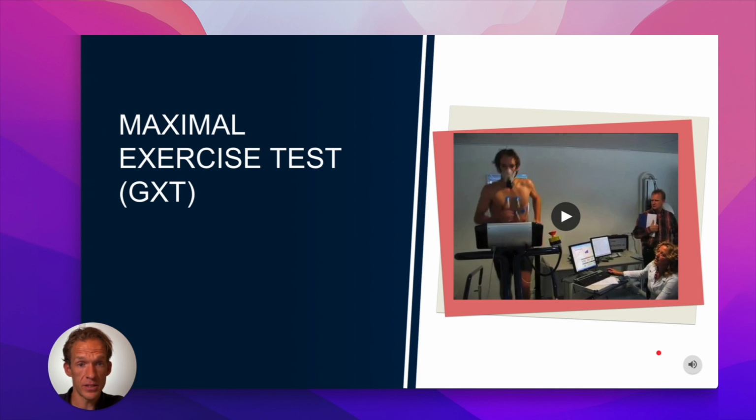graded exercise test is that you slowly push the participant, let's say between 12 and 15 minutes, to their maximum by gradually increasing, in this example, the inclination of the treadmill and the speed of the treadmill, usually in steps per minute or per 30 seconds at some point. And then you gradually increase the intensity until the participant is no longer able to maintain that intensity.